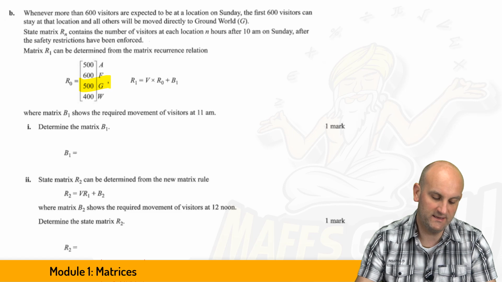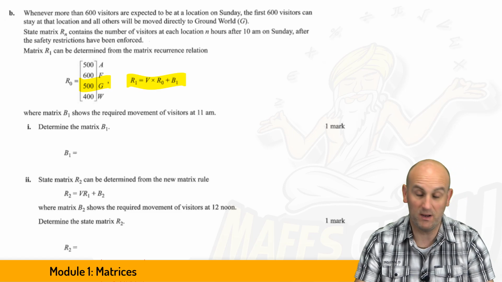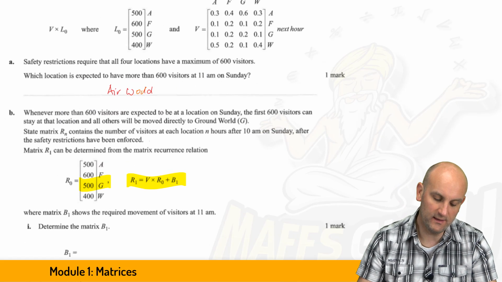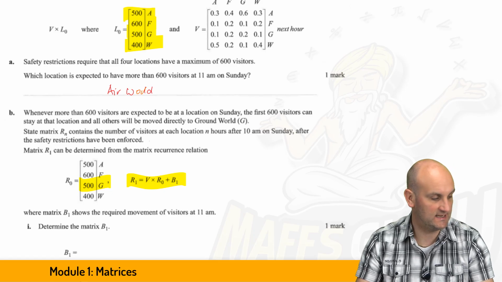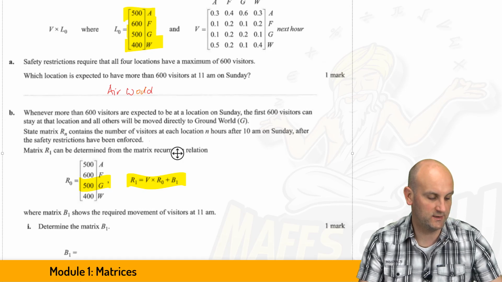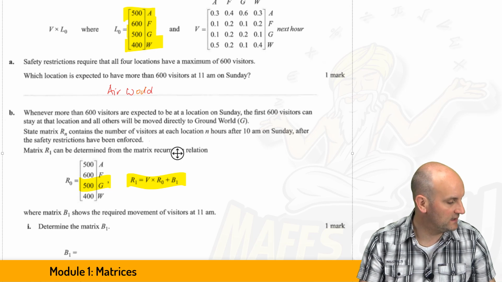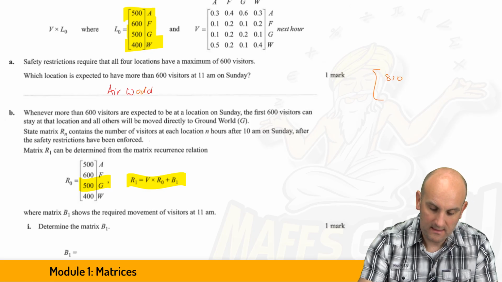Matrix R1 can be determined from the matrix recurrence relation given here. The R1 is given by V times R0 plus B1. Now this B1 matrix is really saying, where are we redistributing those people from? As it turns out, we've already pretty much got the answer to V times R0, because if we look again, we notice that R0 is in fact this matrix here. So when I put that into my calculator, and again, I'm not bringing up my calculator for this particular question, furiously flicking through his own answers, what did he give me? 810.